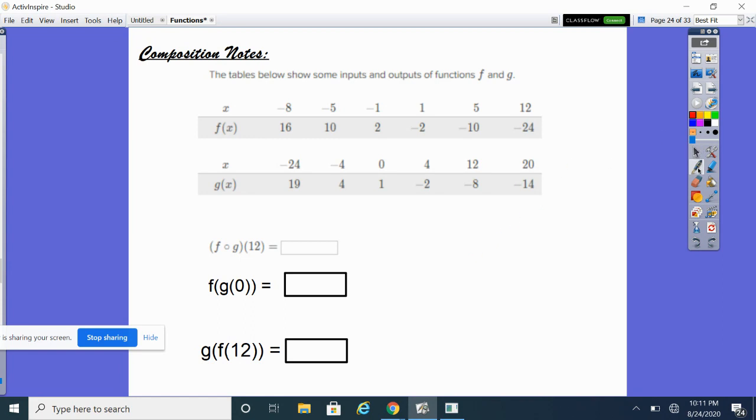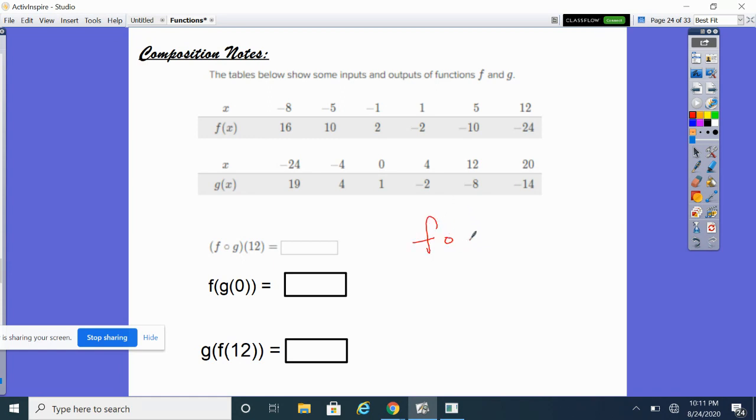Now here's the deal with composing functions. You're going to work your way inside and out. There's 2 ways you're going to see it. F of G of 12. We're not just going to put a number inside of one of the functions. We're going to put the number inside the function and put the function inside the other function. That's kind of weird to think about. But don't sweat that yet.